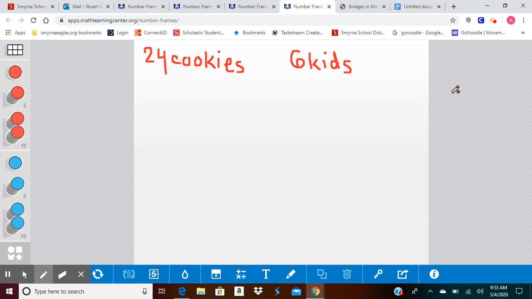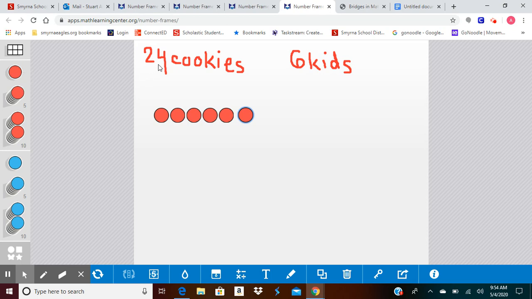So we've been working with arrays and we've been making groups. If I have 24 cookies and I know that I have 6 kids, what would I make my groups of? Think about it. Okay, hopefully you told me that we're going to make groups of 6. So I'm going to bring over 5, bring one more over. And that's one group of 6.